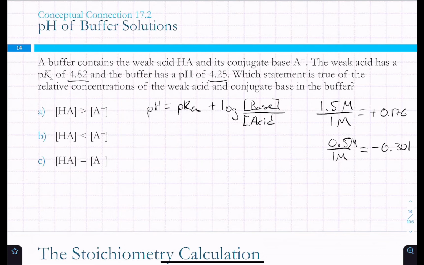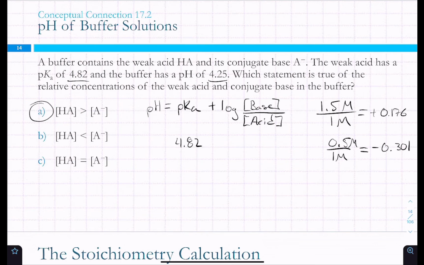The concentration of the acid? Yeah, the concentration of the acid is greater than the base. Because our pKa here would be 4.82, and the log would have to be some number less than 1. The ratio between the base and the acid can only be less than 1 if the acid is more than the base. And it makes sense, too: if we have more acid in the solution, our pH is going to be lower because it's making it more acidic.